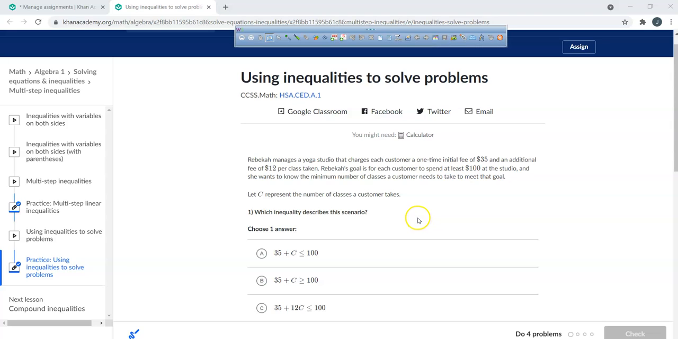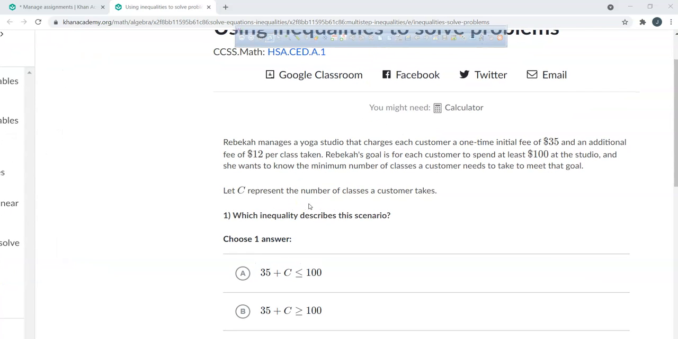Alright, so in this video what we're going to be doing is looking at how to use inequalities to solve problems. So here we go. If you can't see it, I'm going to zoom in just a little bit. It says, Rebecca manages a yoga studio that charges each customer a one-time initial fee.